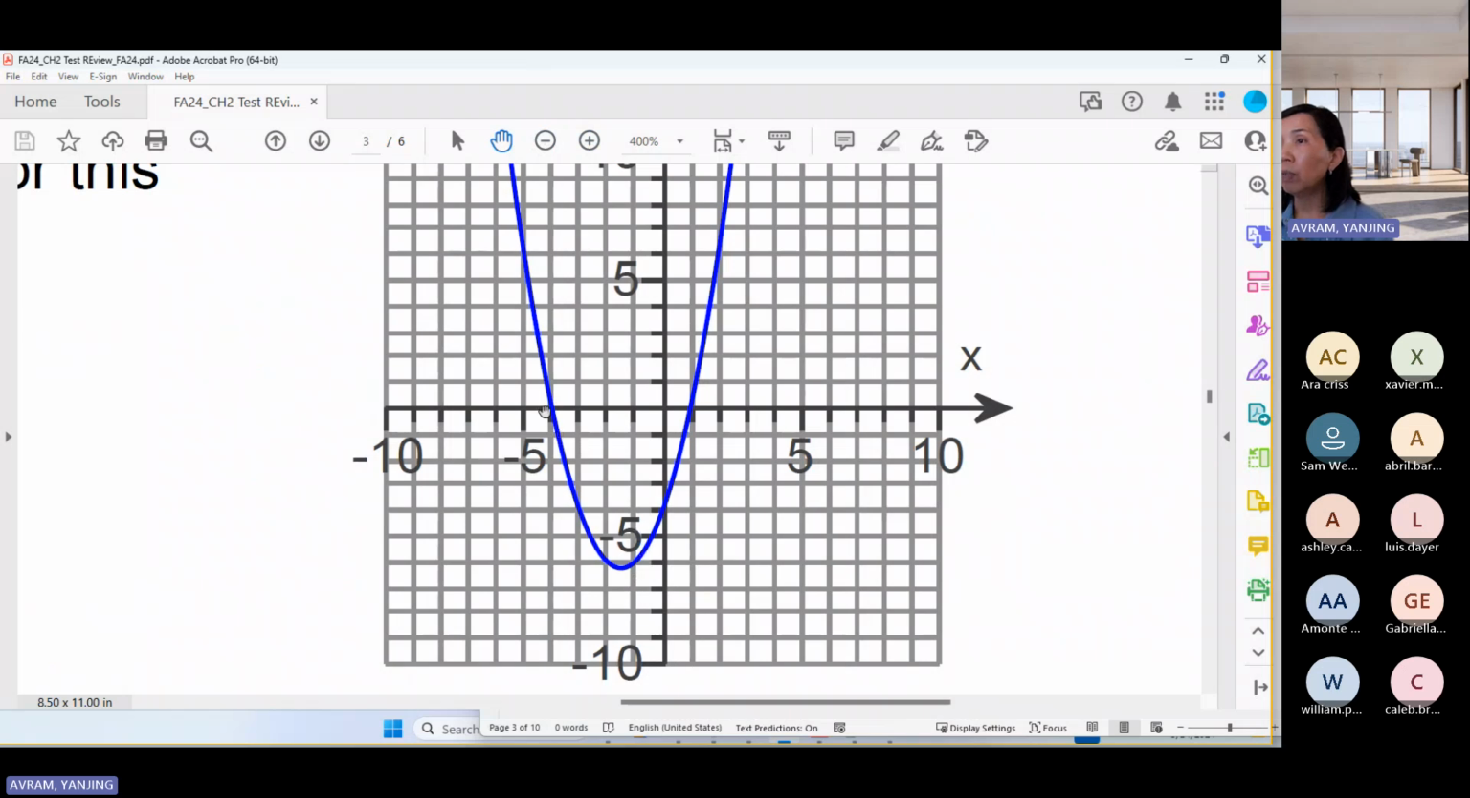But I do have my x-intercept in here, and I also have my y-intercept in here. So my x-intercept here, this is 0, so this will be 1, and then that's negative 1, 2, 3, 4. So my x-intercepts here are 1 and negative 4. I also have my y-intercept here, which is 1, 2, 3, 4, negative 4.